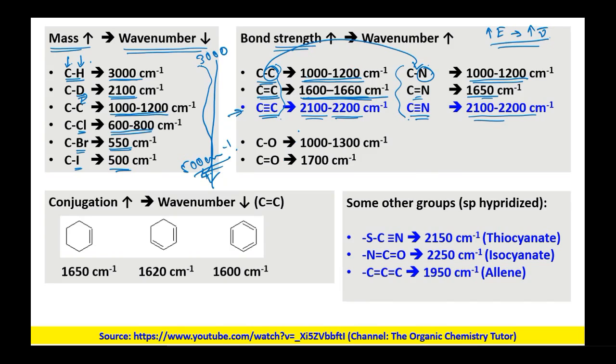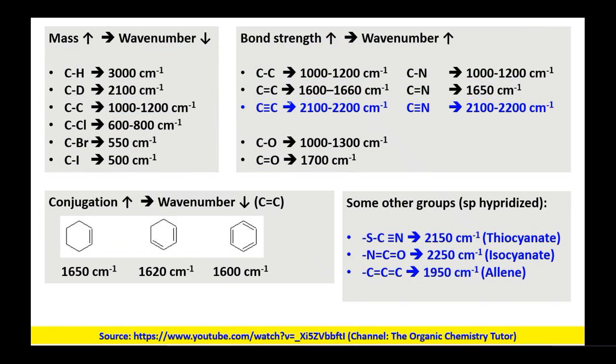Now, if you see the C-O stretching, it is at 1000 to 1300 centimeter inverse. If you compare CC and CO, they are at the similar wave number, and then we have this C double bond O, which comes out to be at 1700 centimeter inverse.